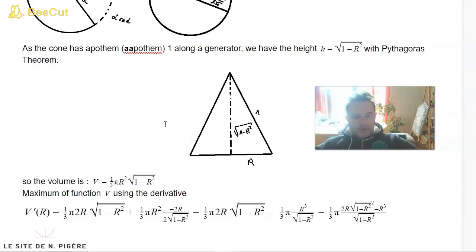So now that we've got the height, we can calculate the volume of the cone. The volume is 1/3 times the area of the base, the area of the base disc is pi times r squared, times the height, and the height is the square root of 1 minus r squared. So this is our function, the volume of the cone. And this is the function that we have to maximize.